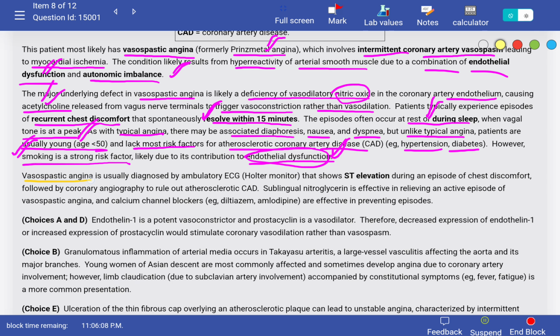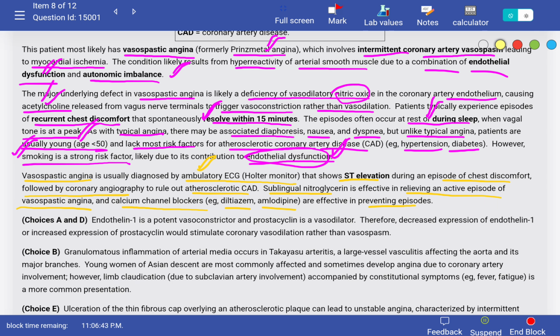Okay. Vasospastic angina is usually diagnosed by ambulatory ECG. This is important. Diagnosed by ambulatory ECG, that is Holter monitor, that shows ST elevation during an episode of chest discomfort, followed by coronary angiography to rule out atherosclerotic coronary artery disease. Sublingual nitroglycerin is effective in relieving an active episode of vasospastic angina, and CCB, calcium channel blockers, for example, diltiazem and amlodipine, are effective in preventing episodes.